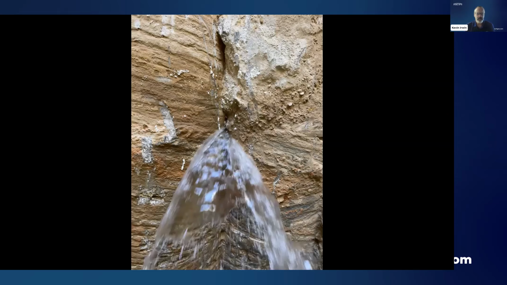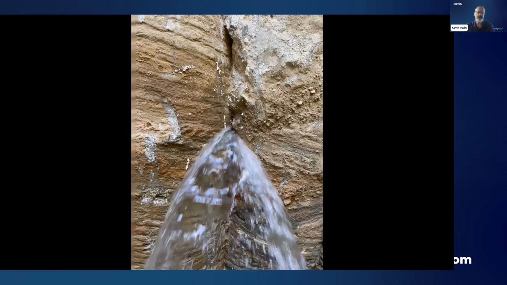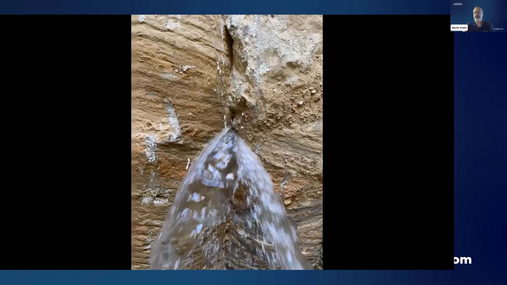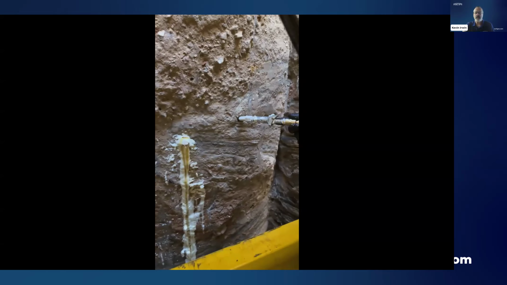They had tried stuffing oakum and other things in there. The flow was too hard. It was pushing it out. But we did end up getting it plugged up using some wood shims to hold the oakum in. And you can see we got that water cut off.